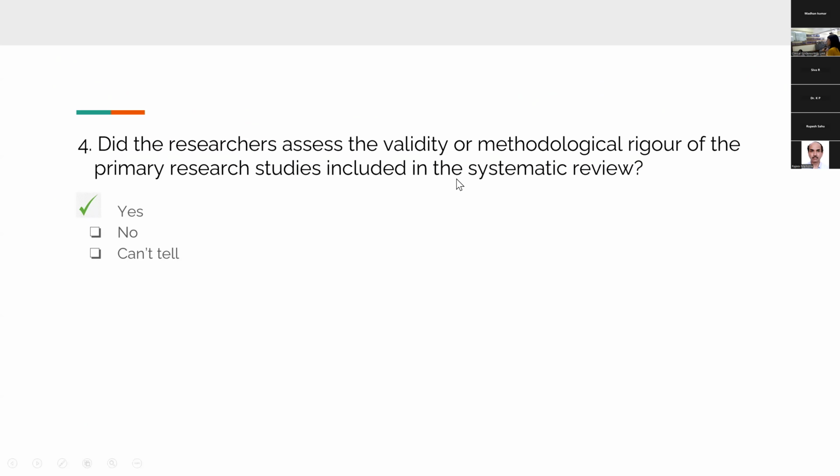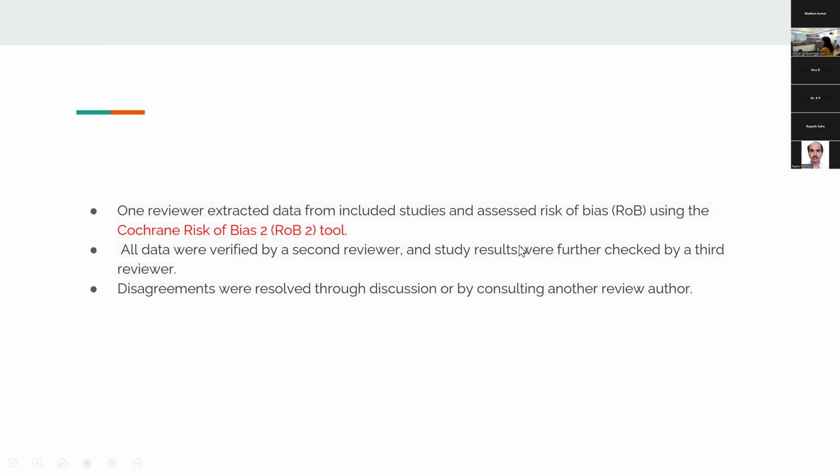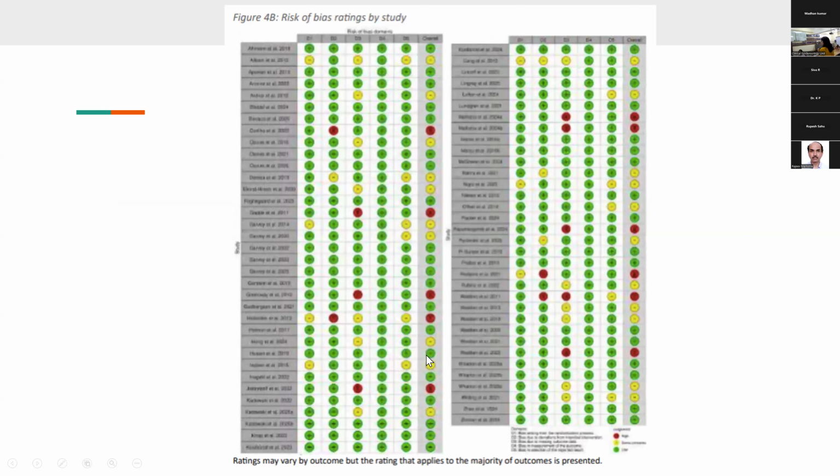So, did they assess the validity or methodological rigor of the primary research articles? Yes, they did. They used the Cochrane ROB tool to assess each RCT separately. And again, this was verified by a second reviewer and a third reviewer, and disagreements were verified by a review author. So, this is all the 69 studies that they included. The green says that there is low risk of bias.